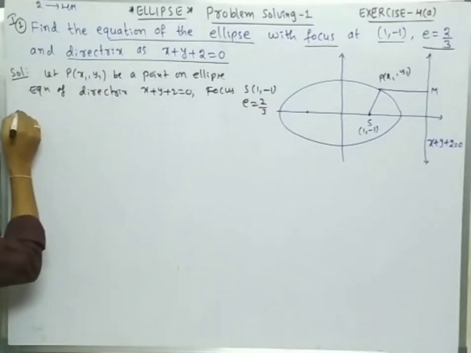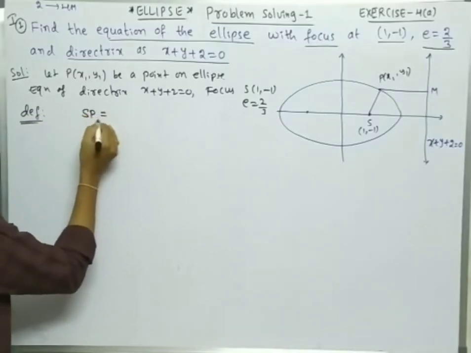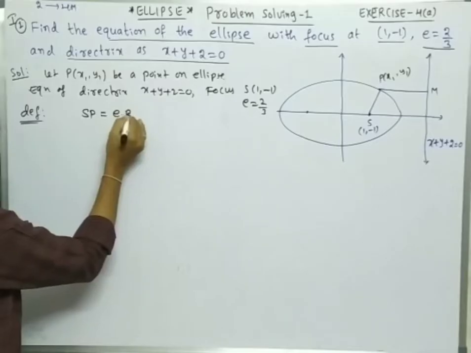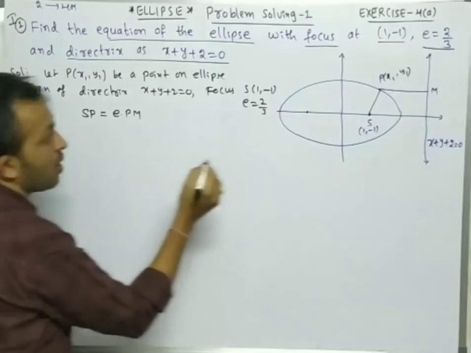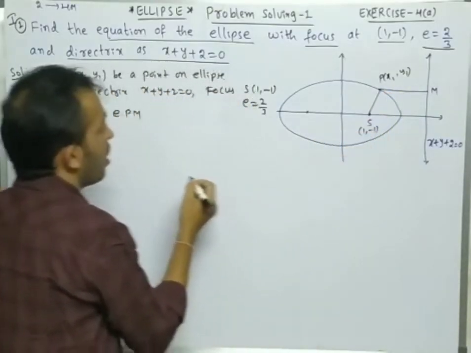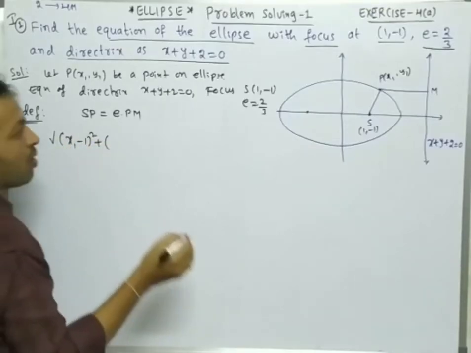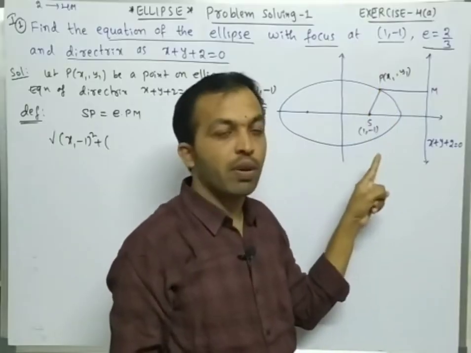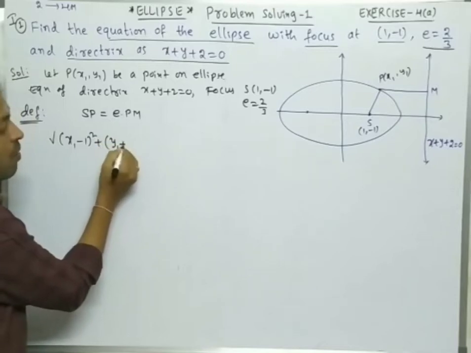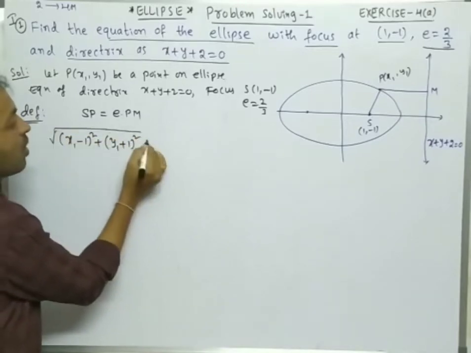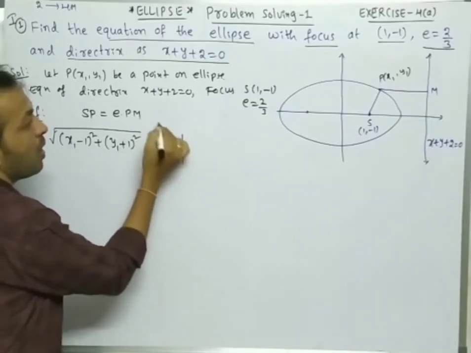So what is the definition? SP by PM is equal to e, so SP is equal to e into PM. What is SP? SP means the distance between these two points, that is the square root of (x1 - 1) whole squared plus (y1 - (-1)), that is (y1 + 1) whole squared, is equal to the given eccentricity, 2/3, into PM.